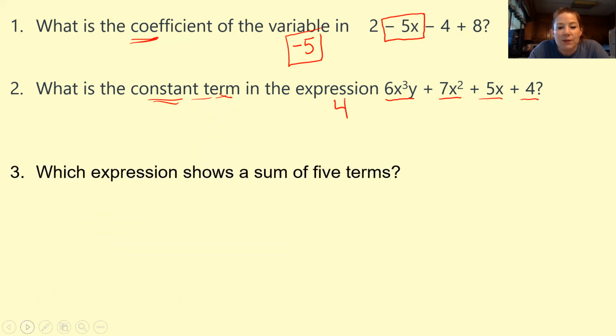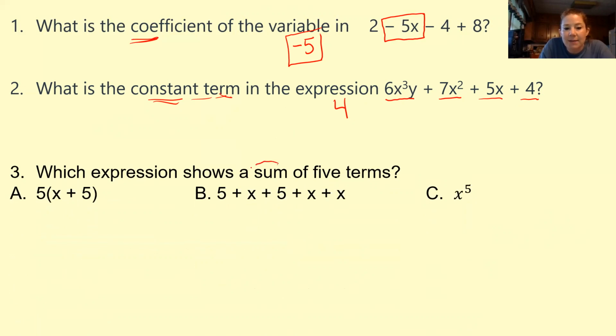Which expression shows a sum of 5 terms? What does sum mean? In math, it means we're adding together 5 different terms. So here we have 2 terms, x plus 5 being multiplied by 5, right? Here we have 5 plus x plus 5 plus x plus x. I have 1, 2, 3, 4, 5 terms, and they're all being added. So it must be letter B.